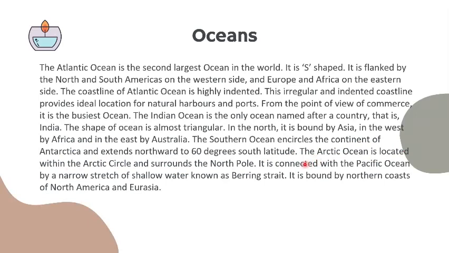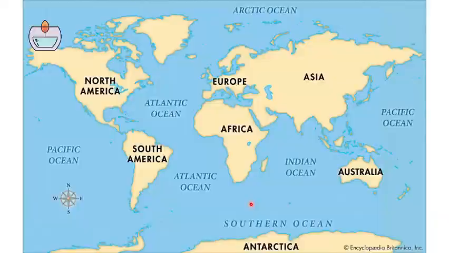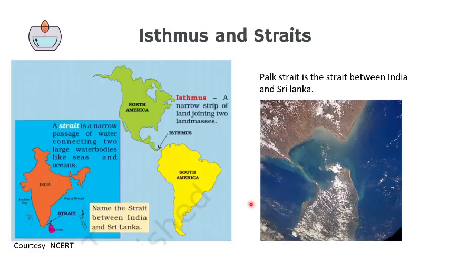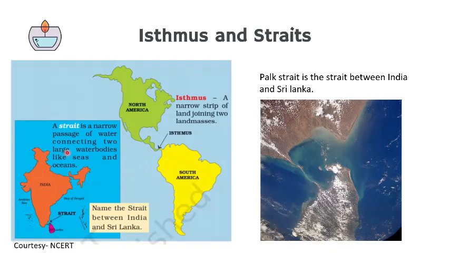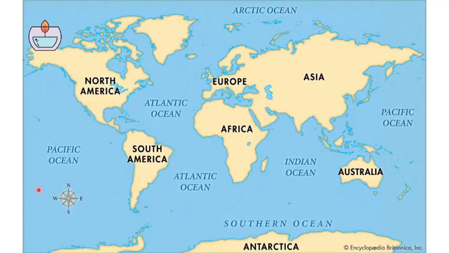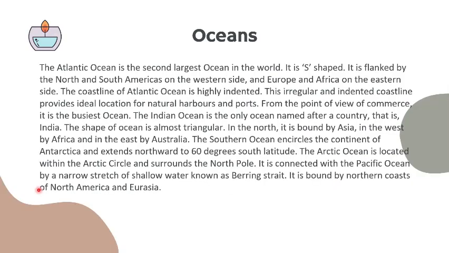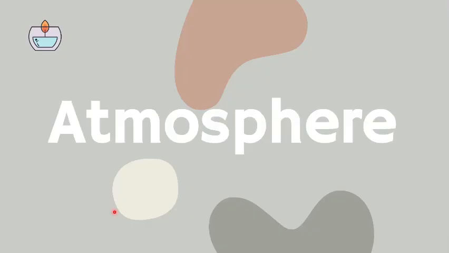It is connected with the Pacific Ocean by a narrow stretch of shallow water known as the Bering Strait. It is bound by the northern coast of North America and Eurasia. Eurasia is the combined landmass of Europe and Asia. Bering Strait, that is what we talked about in straits. What is a strait? A strait is a narrow passage of water connecting two large water bodies like seas and oceans. This can come in your further studies.